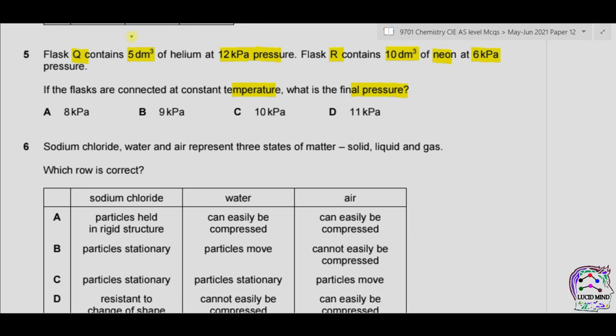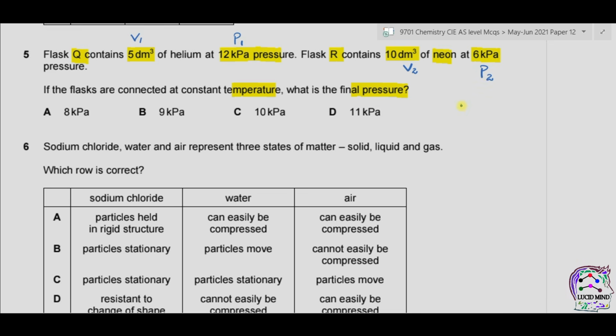This 5 dm³ represents the volume of helium in flask Q, and this is the pressure of helium in flask Q. So we can represent this by P1 and V1. Next is flask R. We have 10 dm³ of neon, which is the volume, so it could be represented as V2, while the pressure is represented as P2.